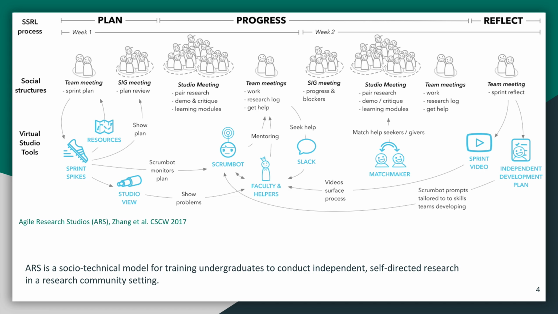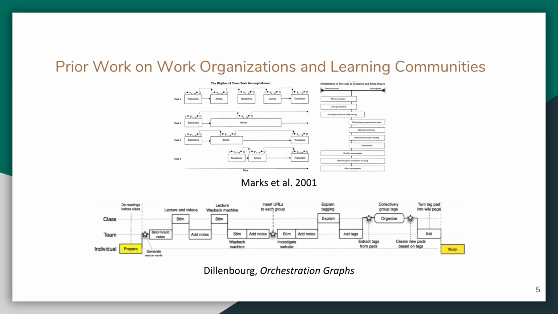So why might it be interesting to study a community like this? Well, looking at some prior work in work organizations and learning communities, Marks et al. looked at how different teams do tasks over time. They created a model with action and transition phases for each task, where during transition phases you might be analyzing your goals and forming a strategy, and near the action phase you're actually doing some work or coordination to get the work done.